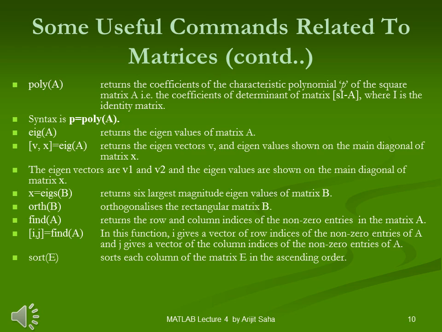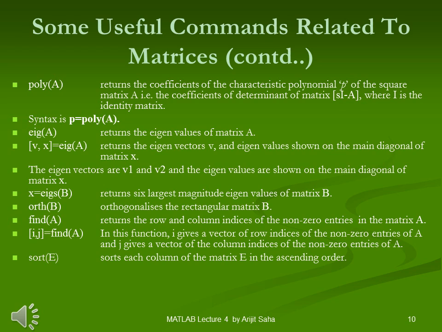Similarly, poly A returns the coefficients of the characteristic polynomial P of the square matrix A. Syntax is P equal to poly A. Eigenvalues of a matrix A are obtained by eig A. [V, X] equal to eig A returns the eigenvectors V and the eigenvalues shown on the main diagonal of the matrix X. The eigenvectors are V1 and V2, and the eigenvalues are shown on the main diagonal of matrix X. X equal to eigs B returns the 6 largest magnitude eigenvalues of matrix B.